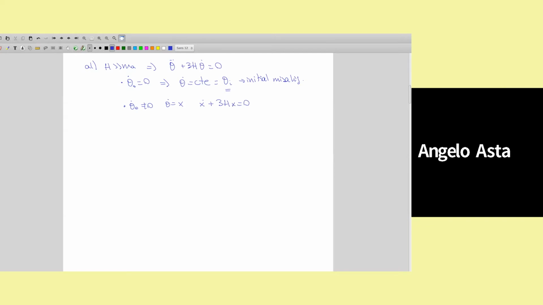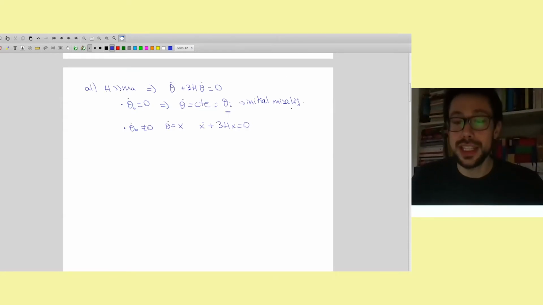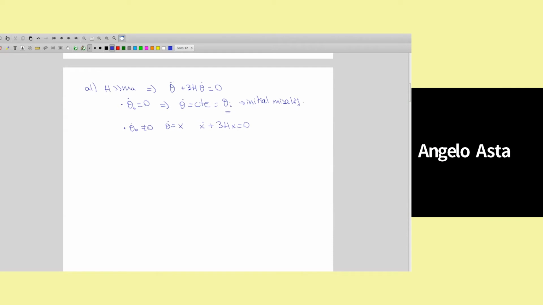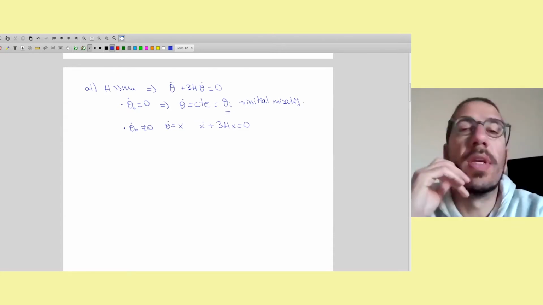So the misalignment is the exact field structure initially. Yes, good question. It is called misalignment because this is the difference between the value of the axion field and the minimum of the potential.